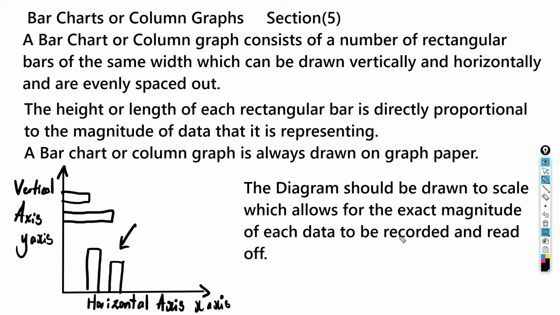So the diagram should be drawn to scale, which allows for the exact magnitude of each data to be recorded and read off, right? Pretty simple. And I'm gonna do an example right now. If you're drawing a vertical bar graph, then this should be drawn to scale. So here you should have 2, you should have 4 here, and you should have 6, and you should be able to measure exactly how much is in this bar, and exactly how much is in the other bar, because it's drawn to scale.